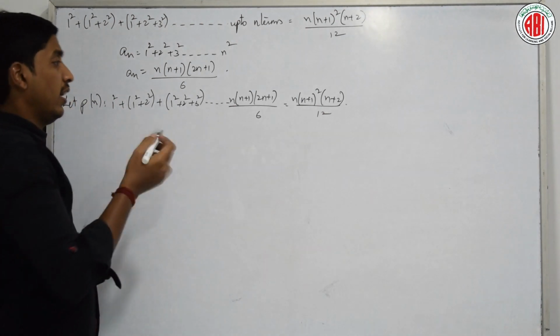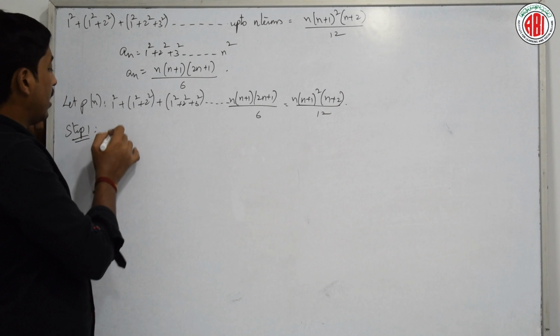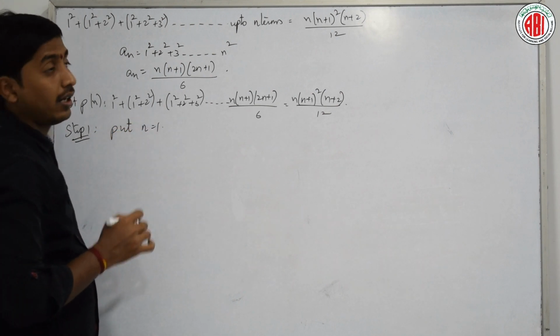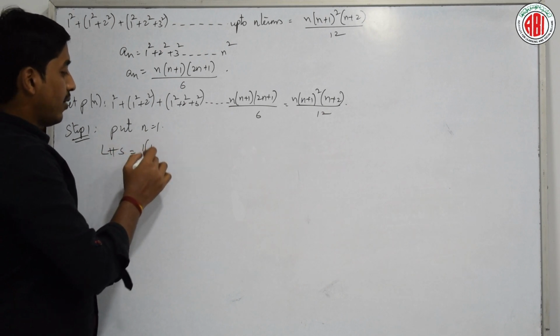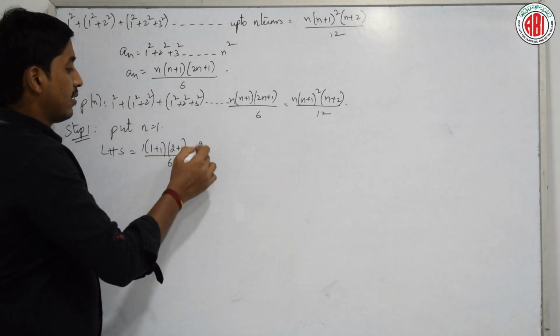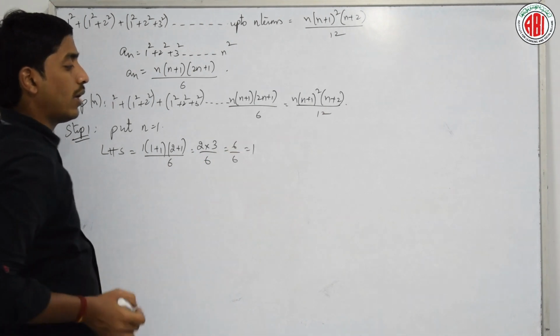Is it fine? And the first step, what is it? Step 1 will be put n is equal to 1. Right? Now what to do? What is LHS? LHS is 1 into 1 plus 1, 2 plus 1 by 6, that is 2 into 3 by 6, that is 6 by 6, that is equal to 1.